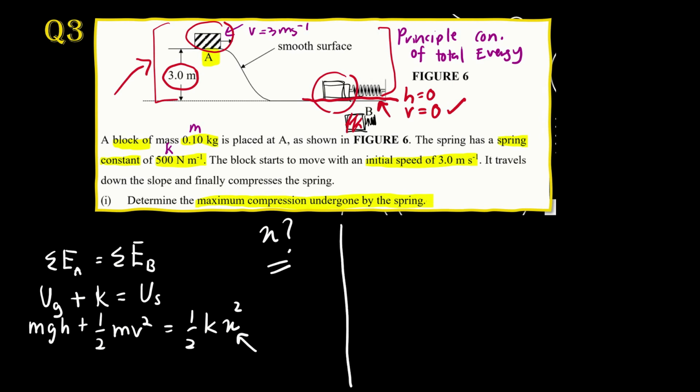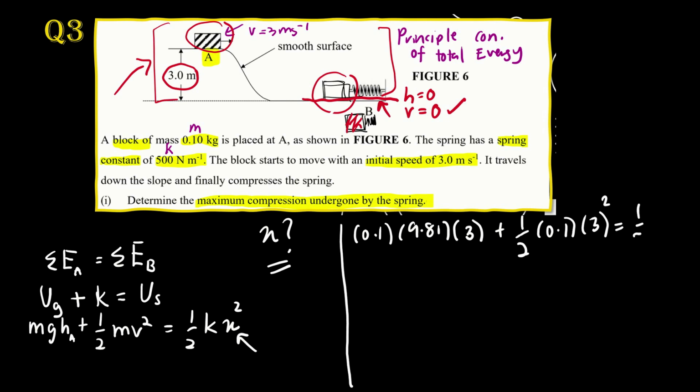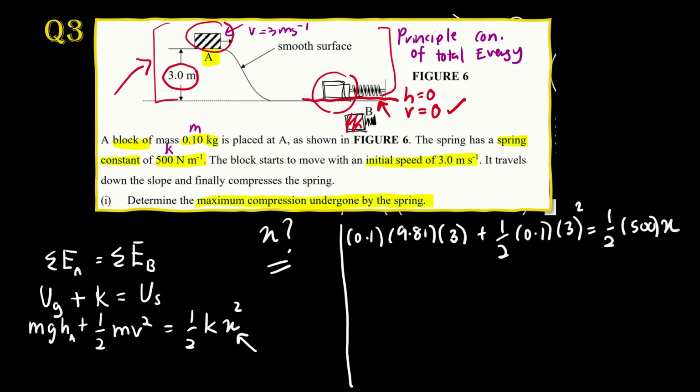So we continue here. Let us substitute all the values in. So we have mass is 0.1, 9.81, height at point A is 3 meter, or you can symbolize it as HA, plus half 0.1, 3 squared equal to half, our K is 500 s squared. So pressing your calculator, finally it will give us our s, or compression, maximum compression is 0.116 meter.